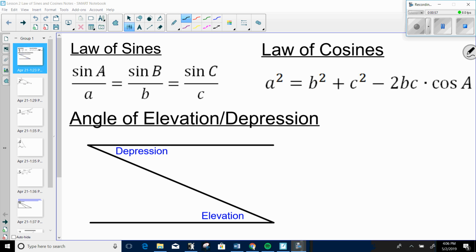Law of sines is sine A over A, sine B over B, sine C over C. You can also flip-flop that and make it A over sine A, B over sine B, C over sine C, because it's a proportion, and you can set up proportions lots of different ways.